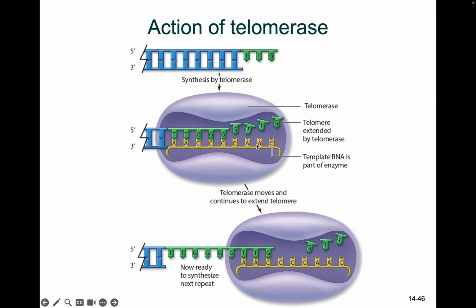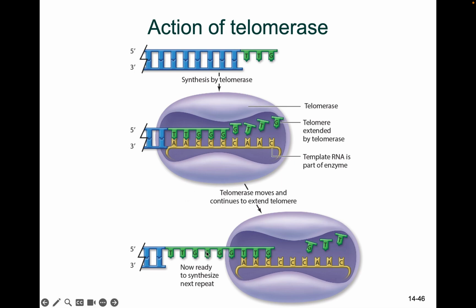So this is the internal RNA template that's able to bind to the ends here in the lagging strand. It binds to it, and it's going to add more nucleotides, and then it's going to go back and again add nucleotides. And as you can see, it adds a specific sequence, these repeating sequences.